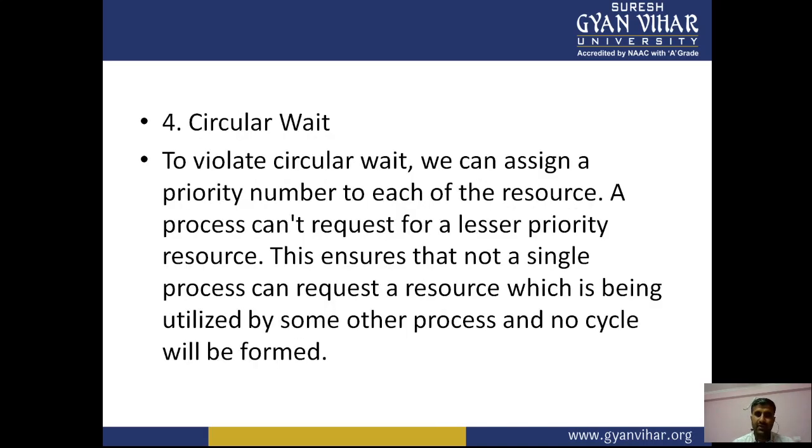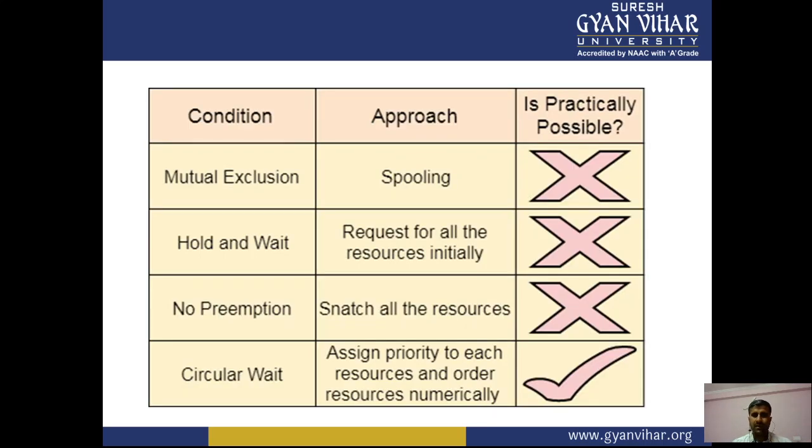If we are going to discuss circular wait, to avoid circular wait we can assign a priority number to each resource. A process can't request a resource of lesser priority. This ensures that no process can request a resource which is being utilized by some other process, and no cycle will be formed. So there are certain approaches, and whether each is practically possible or not: in mutual exclusion we can use an approach like spooling, but if we implement it practically, then it is not possible.